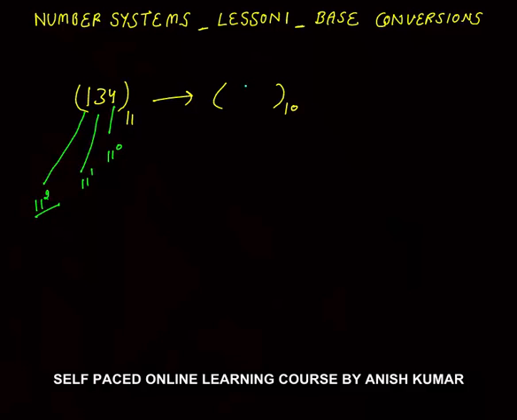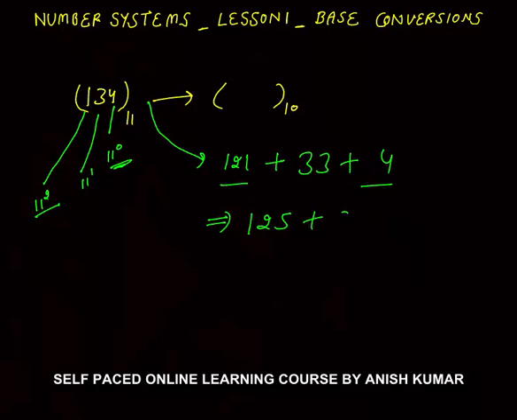Now 121 into 1, that will become how much? 121, plus 3 into 11, 33, plus 4 into 11 power 0, which is 1, so 4. So you will get 121 plus 4, 125 plus 33. Now 120 plus 30 is 150, 5 plus 3, 8. 158 will be your final answer. So in this way you can convert a number in any base to a number in base 10.